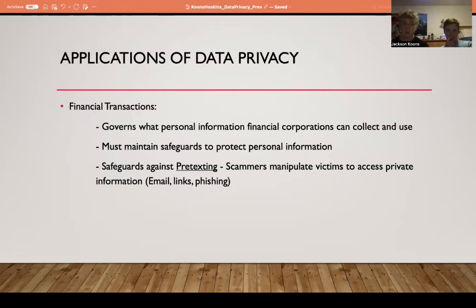This includes safeguards against pretexting, which is something scammers use to manipulate their victims and access private information through emails, links, and phishing. Scammers particularly target senior citizens because they did not grow up with technology and using the internet, so they're a very easy target to take advantage of. They use familiar looking emails and links to viruses that attack their personal information, such as their credit cards and banking info, which are very important, and they can end up stealing their money because of it.